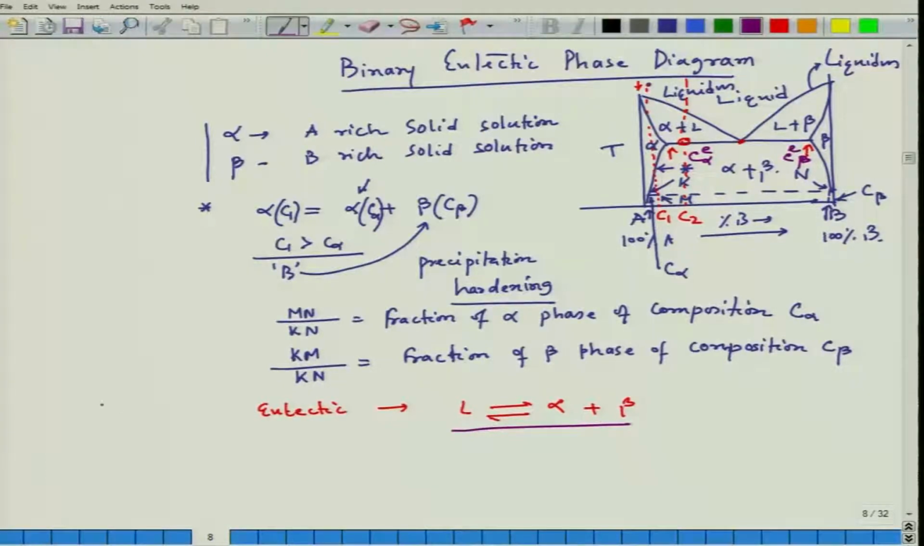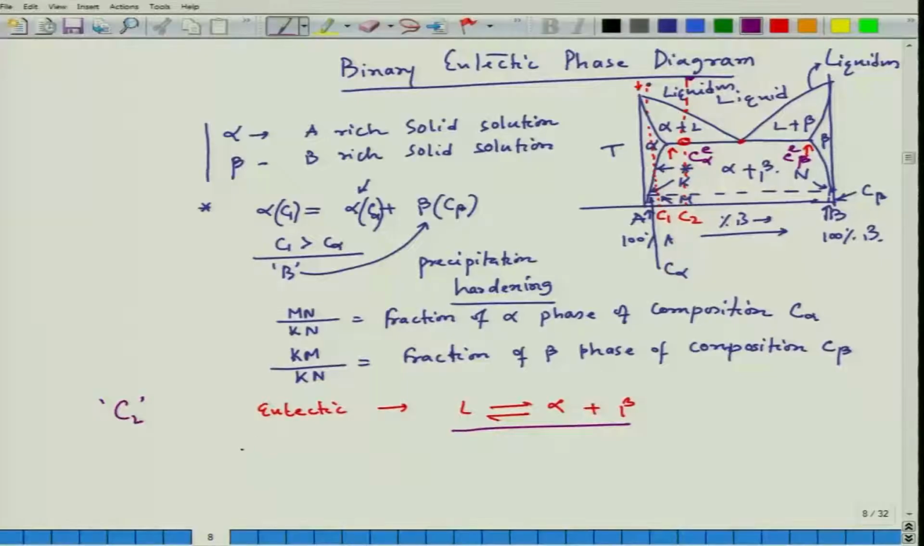Now, if I consider the C2 composition as the initial alloy, I take it to this level, I will get an all-liquid solution, and as we go down I will initially get an alpha transformation where it is a mixture of alpha and liquid, and at this point we will have a transformation to eutectic, the remaining liquid converting into eutectic reaction phases.